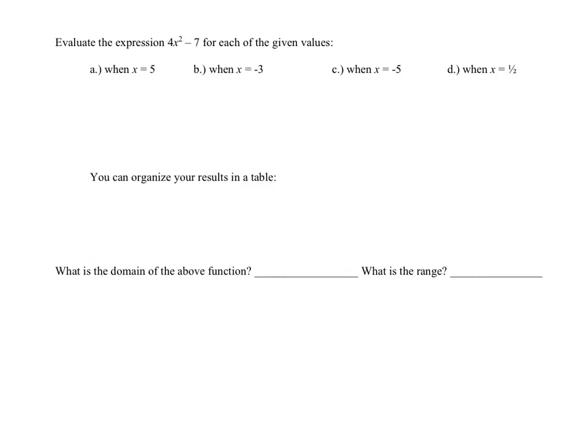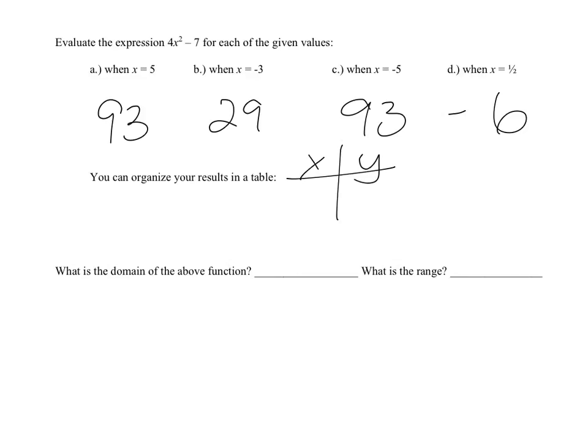So the next question on your paper is, what is the domain of the above function, and what is the range? So let's just go back and look up at the top. And remember, we got 93, we got 29, we got 93 again, and then we got -6. And in the table, it looked like this. Well, I'm not going to draw the table again. You remember it. You can see your table.